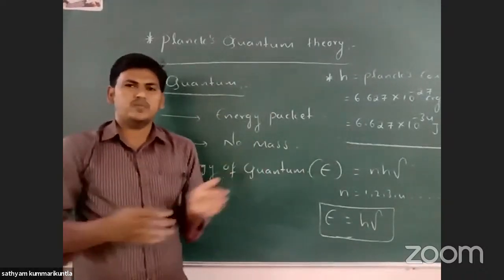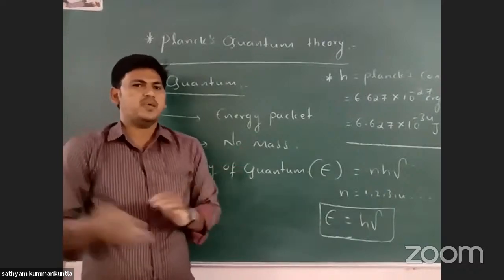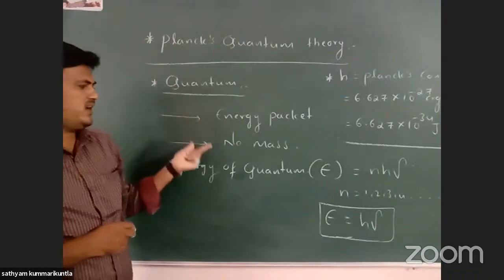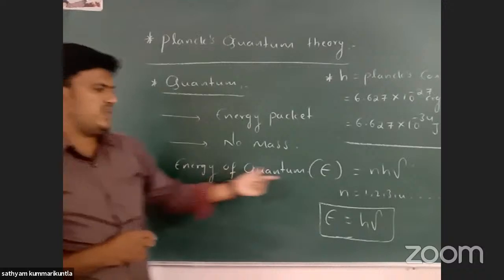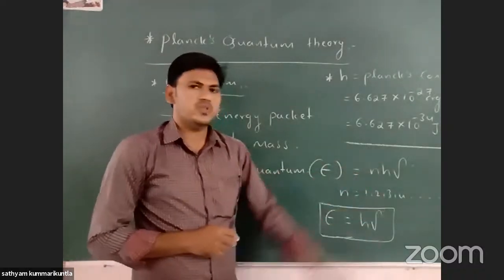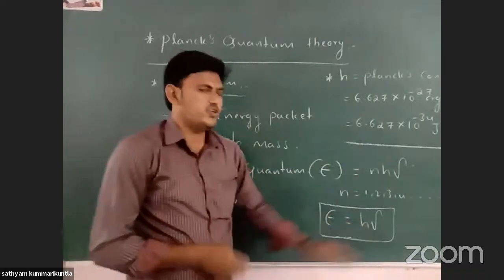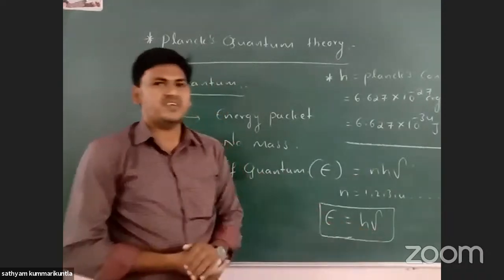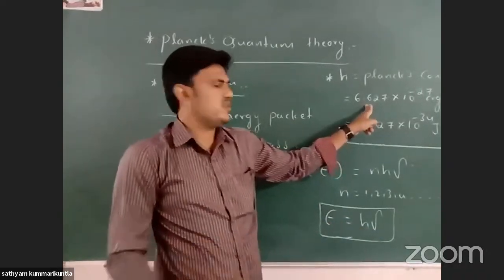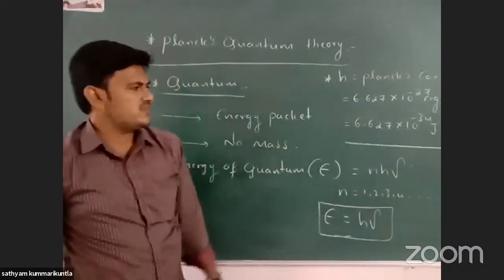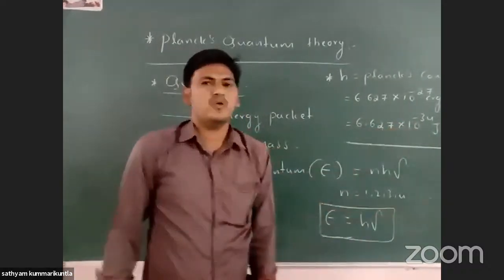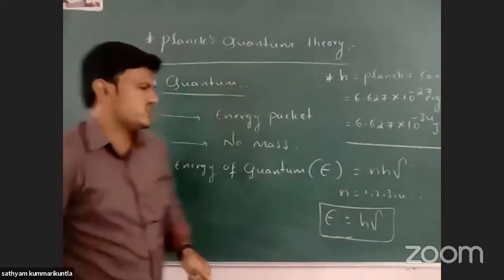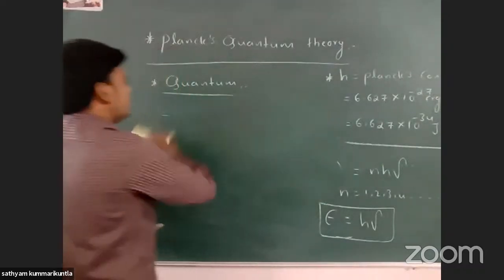So Planck's quantum theory explains black body radiation, and what is meant by black body. Next, what is meant by quantum? Quantum is just an energy packet. It has no mass. And the energy of quantum, capital E, is equal to h nu, where n is 1, 2, 3, 4, etc. E means energy of quantum, h is Planck's constant, and nu is frequency. Planck's constant value is 6.627 into 10 to the power of minus 27 erg seconds, and 6.627 into 10 to the power of minus 34 joule seconds. So this is Planck's quantum theory. And next, very important, de Broglie's.